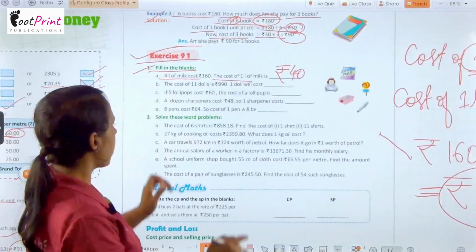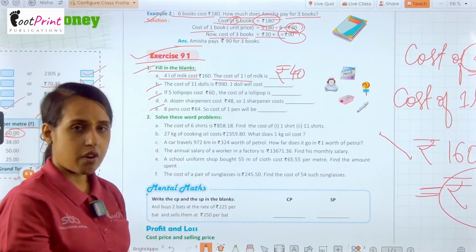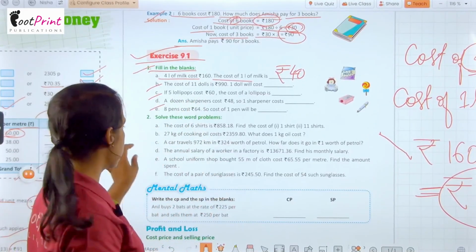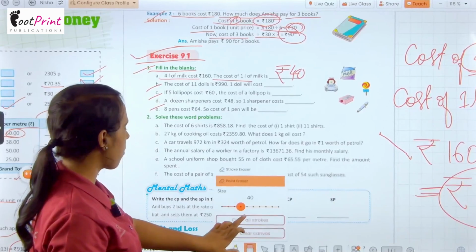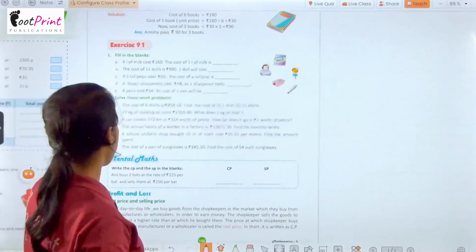So just like that, here we have some more questions. You have to find out the answers of these questions. Now we have question number 2. In this we have word problems. Let's see question number 1 in this.